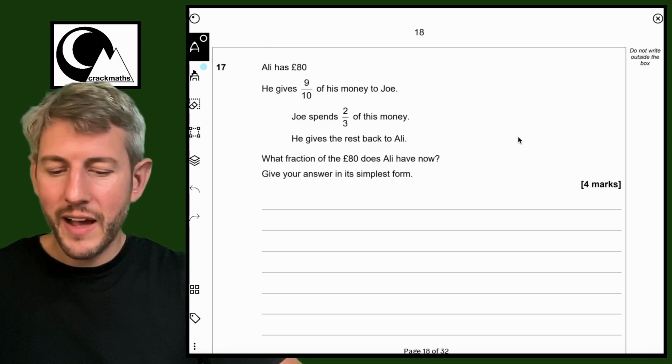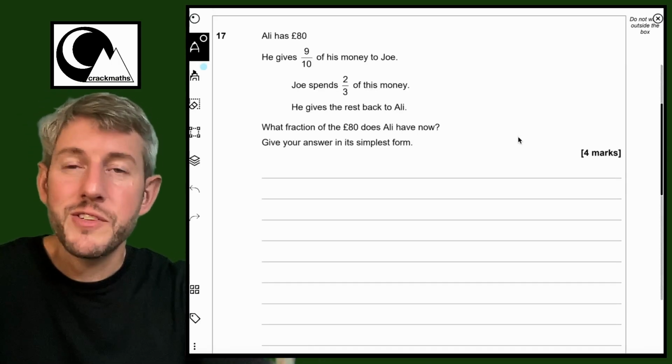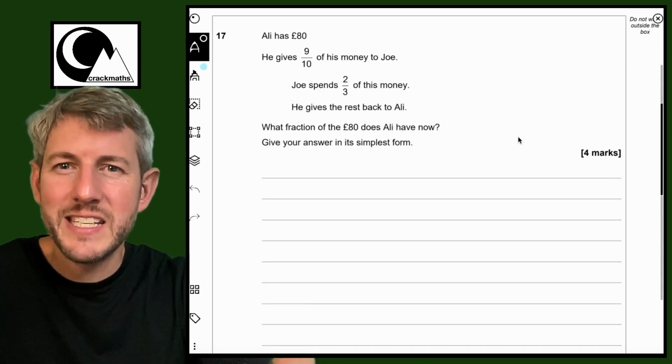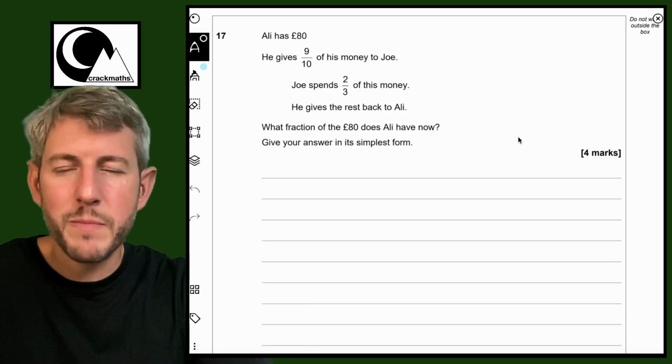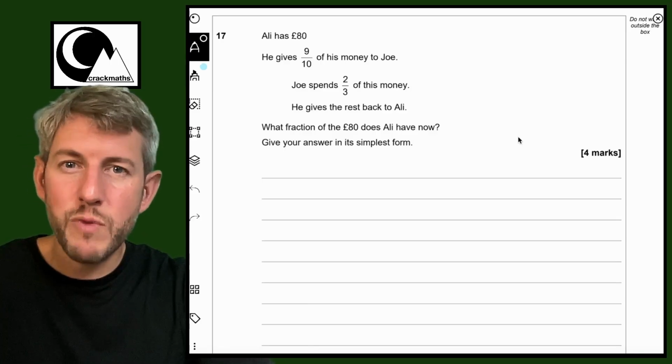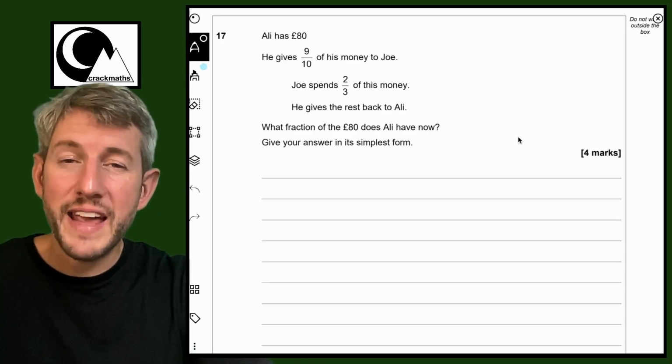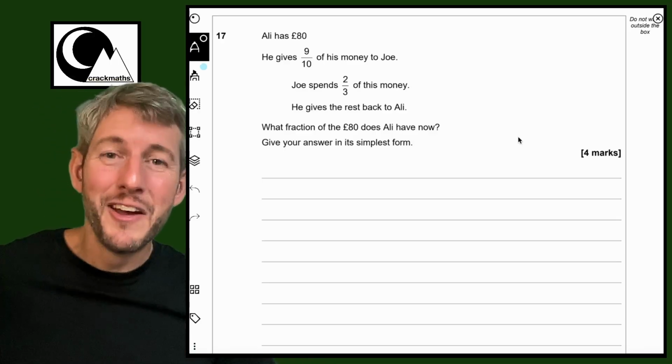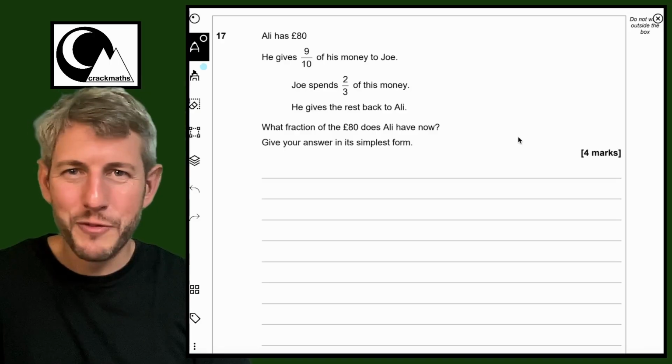Let's have a look at question 17. So question 17 says, Ali has £80. He gives 9/10 of his money to Joe. Joe spends 2/3 of his money and gives the rest back to Ali. What fraction of the £80 does Ali now have? Give your answer in its simplest form.